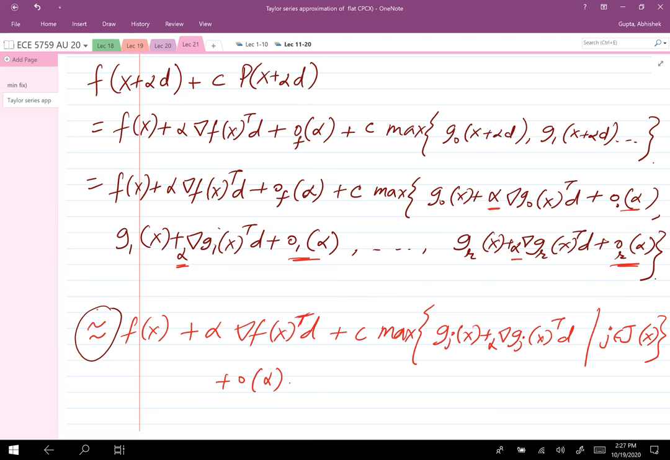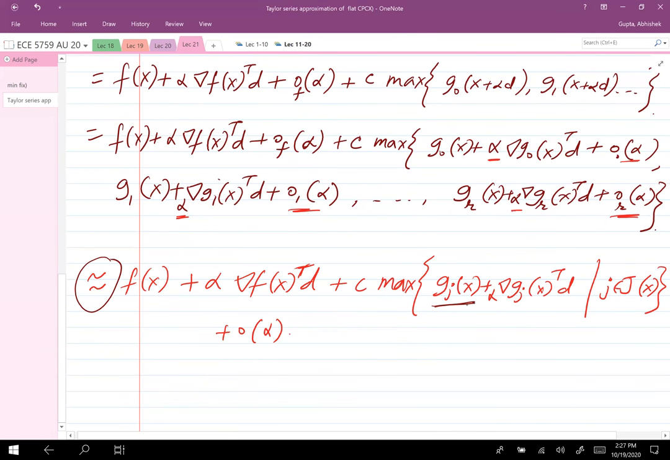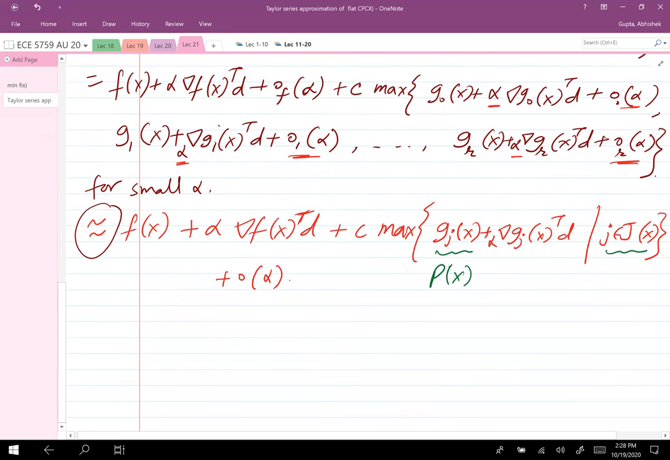Okay. So what's the value of g_j(x) when j is in J(x)? Okay, so let me repeat the question. What's the value of g_j(x) when j is in capital J(x)? P(x). Great. Okay, so now I hope everyone has followed until this particular point, until this approximation.